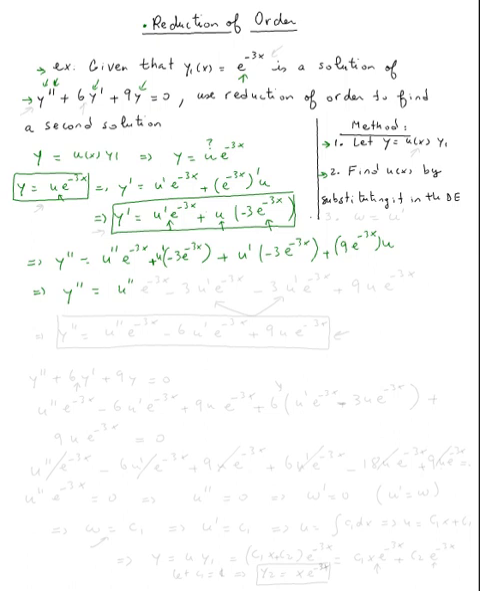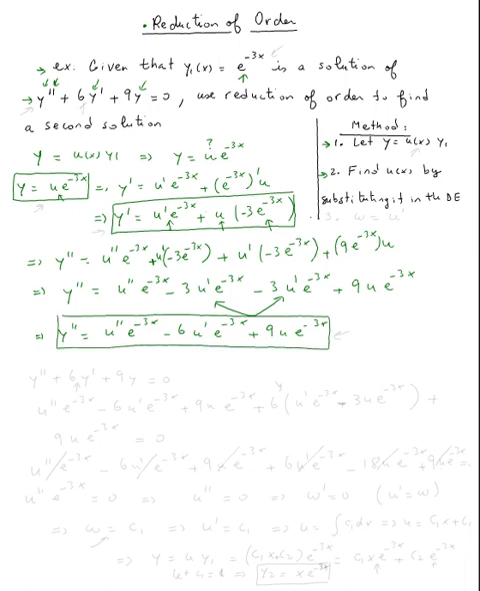Now let me make this look a little bit better. This is saying the second derivative of y is u double prime e to the negative 3x minus 3u prime e to the negative 3x minus 3u prime e to the negative 3x plus 9u e to the negative 3x. Let's see if we can add anything here. Yes, minus 3 and minus 3 is minus 6. So the second derivative of y is equal to u double prime e to the negative 3x minus 6u prime e to the negative 3x plus 9u e to the negative 3x.